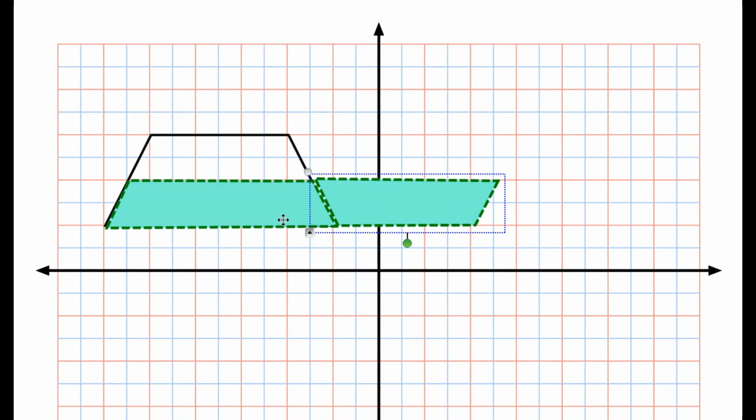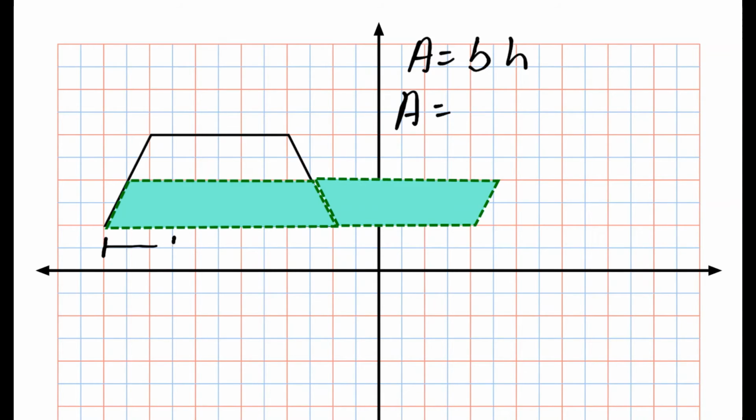Now we know that for a parallelogram, area is equal to base times height. So the area of this, if we look at the bottom portion of this, here's base 1, here's base 2.